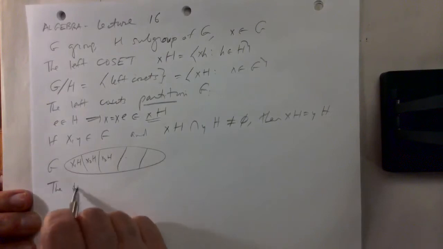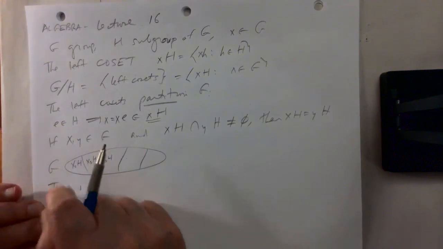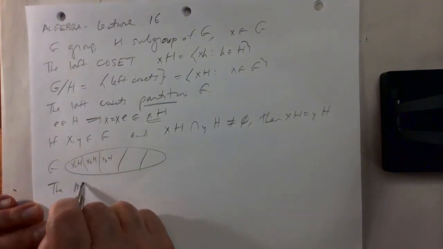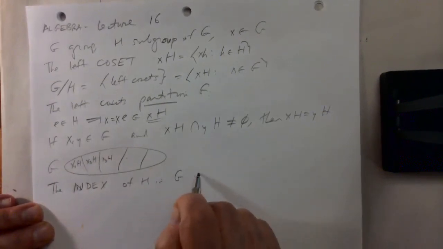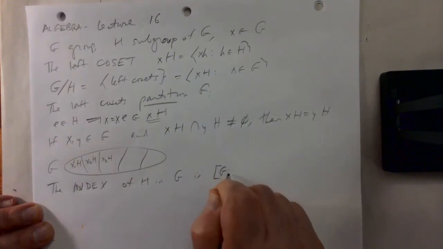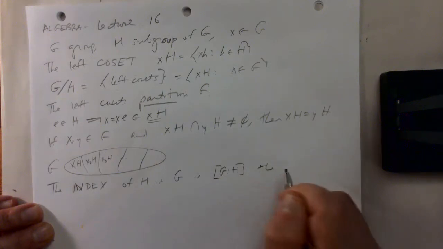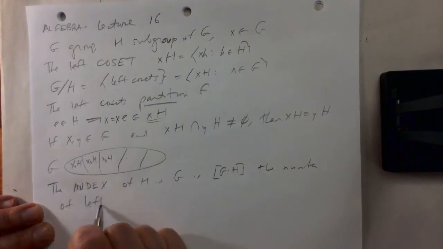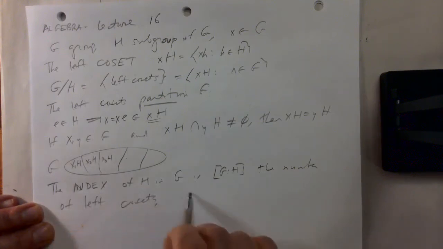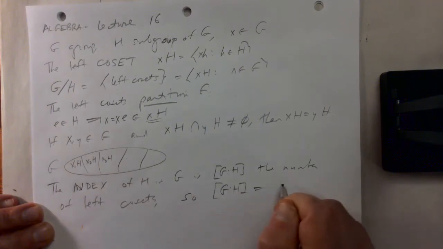The index of H in G, which is usually denoted as G colon H in square brackets, is the number of left cosets. So this index is exactly the cardinality of the set of left cosets.